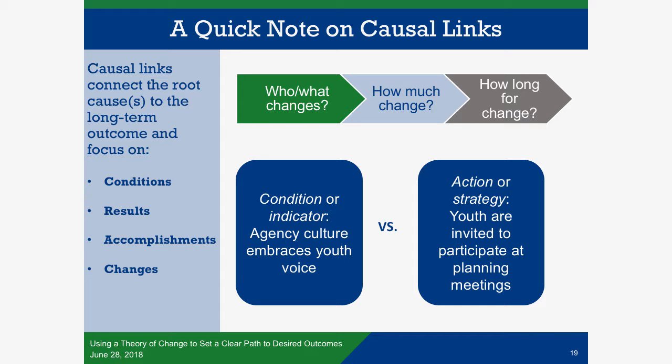So causal links are a place where folks often get tripped up in developing a theory of change. Quite often we see theories of change that have a root cause identified, and then rather than conditions or accomplishments, the pathway is made up of action steps. And that's close, but that's not exactly what we need. We need those causal links that tell us who or what will change, how much change is needed, and how long it's going to take to bring about the necessary change, or other measurable indicators like that.